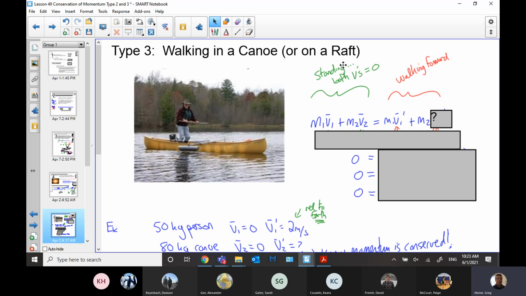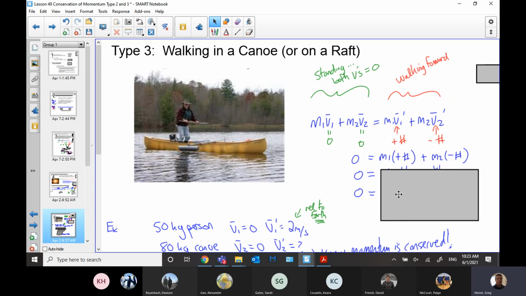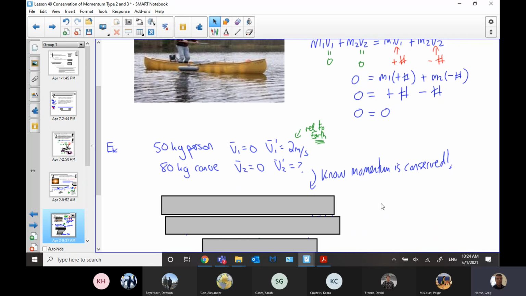So the idea is if you're here and both your velocities are 0, and then you decide you're going to start to walk forward, right? Then you end up with a positive number here for you, and matching, we can predict that it'd be a negative number for the boat, the raft or the canoe or whatever you want to picture standing on. So those same ideas, you can picture those becoming 0, right? And you still have no momentum in the end. It's just that you're going forward and the boat's going backwards, canceling out. So let's do some numbers for this and see how it works.